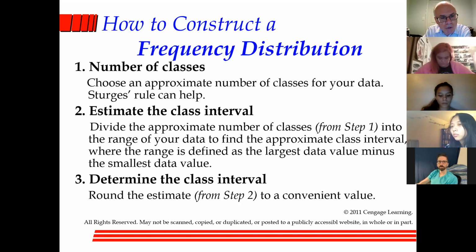If when you do this division, the range divided by the number of classes, you get a whole number, round up to the next whole number. And the reason I say that is because you typically need to do that if you want to include the last value in your data set, the largest value in your data set. It seems to be necessary to do that in most cases. All right, so this is what I mean, step 3, round the estimate to a convenient value. And again, I would recommend rounding up to the next whole number.